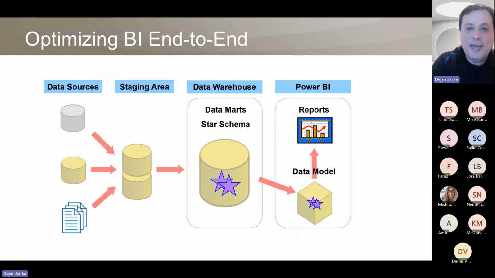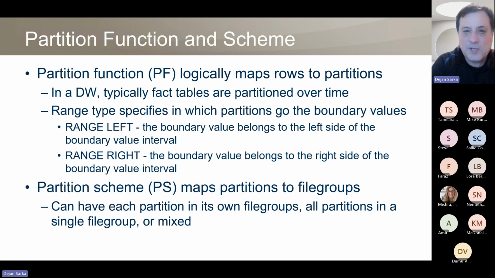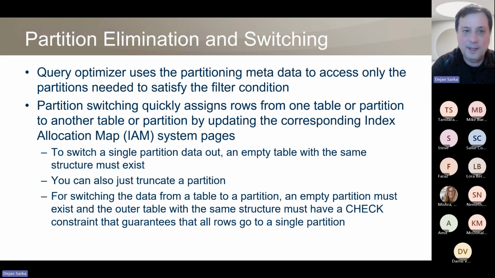So we go from the staging area to the data warehouse. We saw this. Please note that if you use indexes, they should be partitioned in the same way as tables. So you should have the partitioning column in every single index. These are then aligned indexes. If you have multiple indexes that are not aligned, then partition switching is not a metadata operation only.